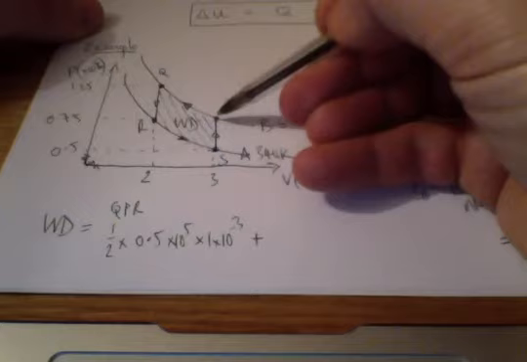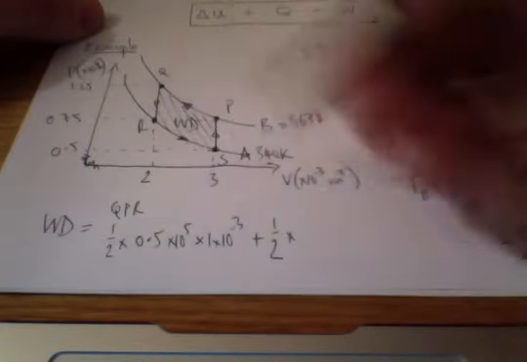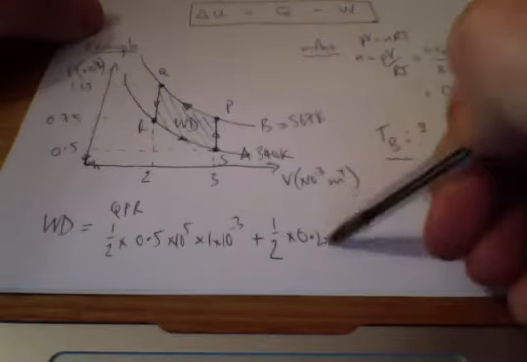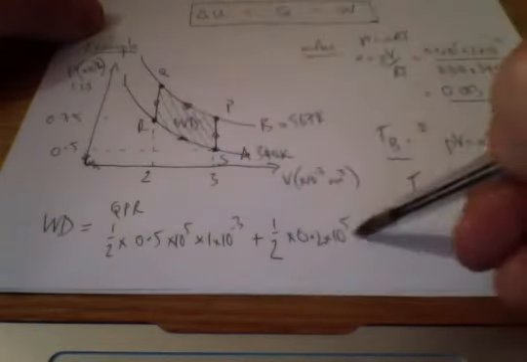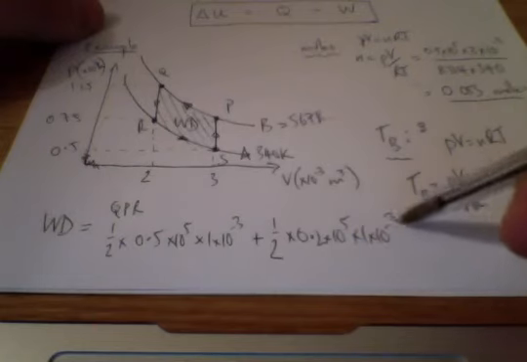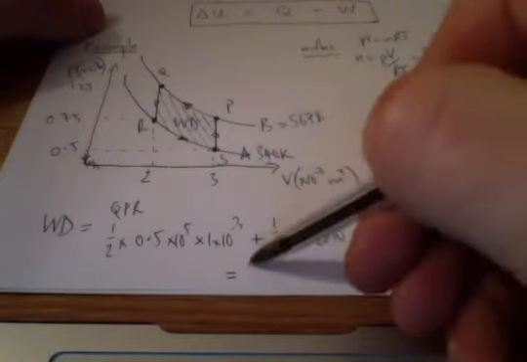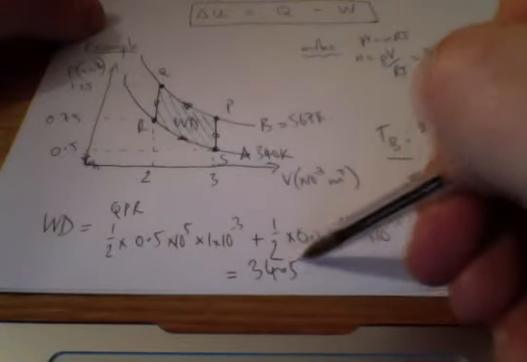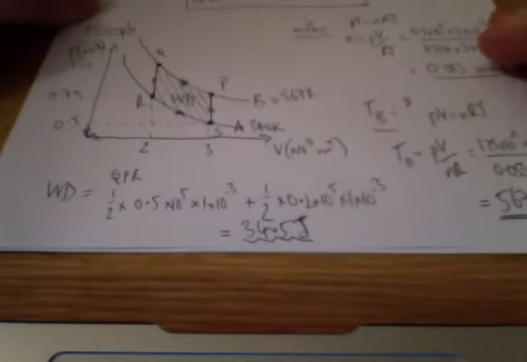I'm going to do the same again, half times the height, which is 0.25, the pressure here, times by the base, which is the same again. When you bring that together, it comes out as 34.5 joules of energy. Okay, hope you can see that.